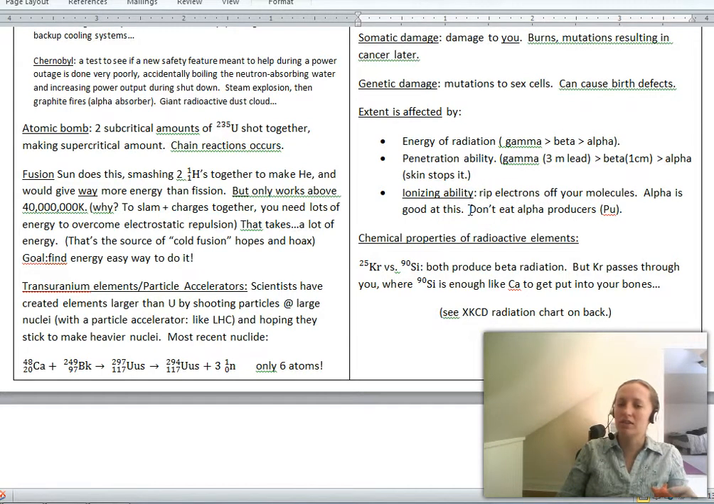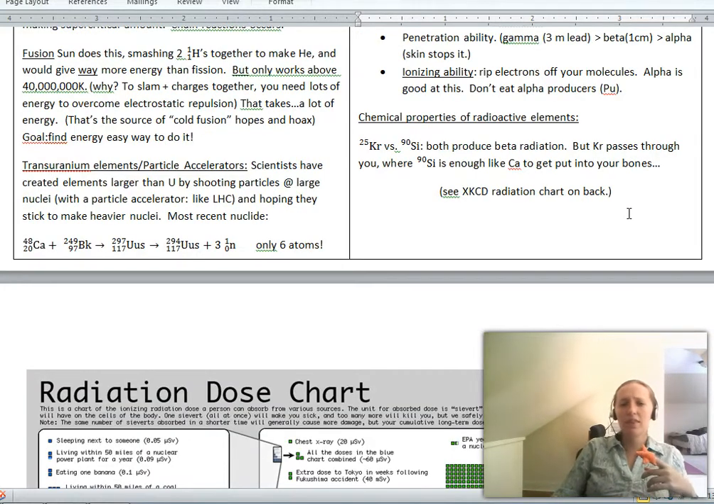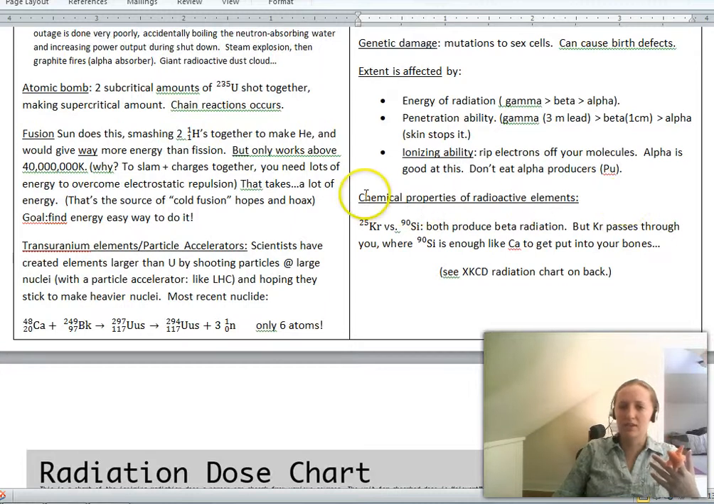And so one of the things that you need to be aware of is that you should never eat an alpha producer. Because if you eat it and put it into your system, it can get incorporated into your body. And it can also burn you all the way down your esophagus and rip electrons off of your stomach and off of your intestines and stuff as it goes through. Plutonium is known for being an alpha producer. So I know that you guys are really into eating plutonium, but I'm going to recommend that you not do that anymore.